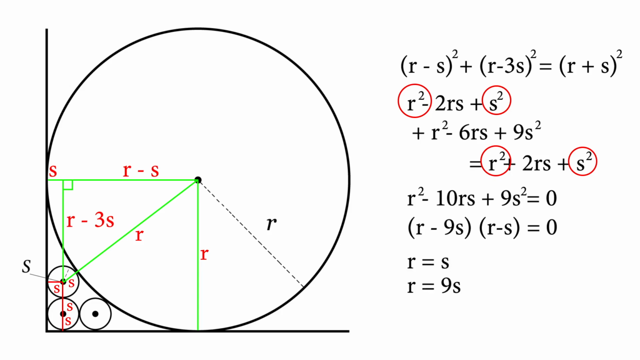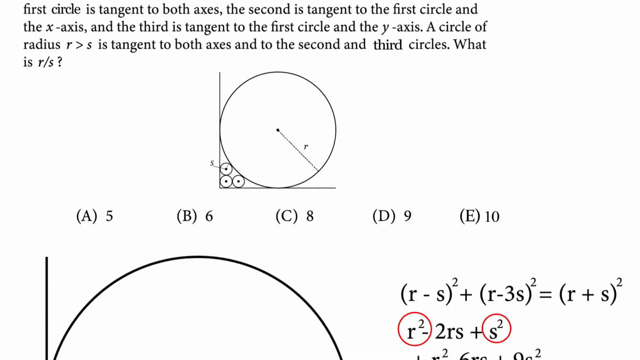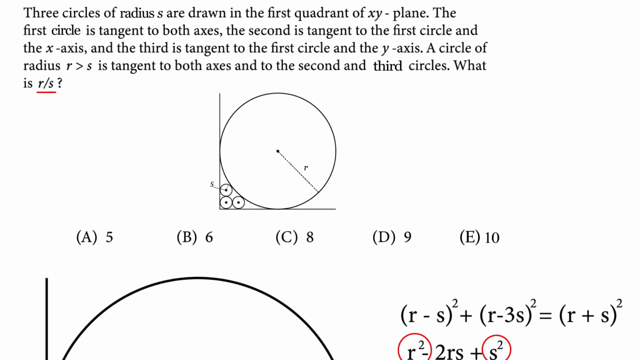Well, they tell us in the question, obviously, and it's pretty clear from the diagram, that R is not equal to S. So R must be equal to 9S. And if so, the ratio of R over S is just 9. And that's pretty much what they wanted in the question, R over S, right here. And therefore, the answer is D for number 16.